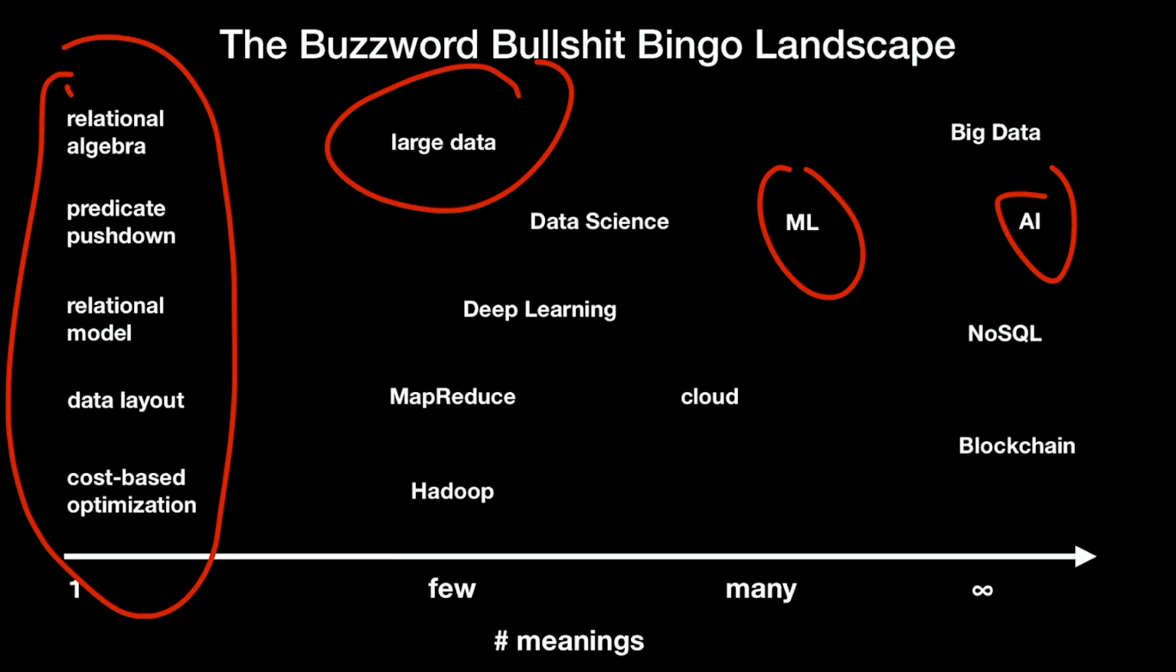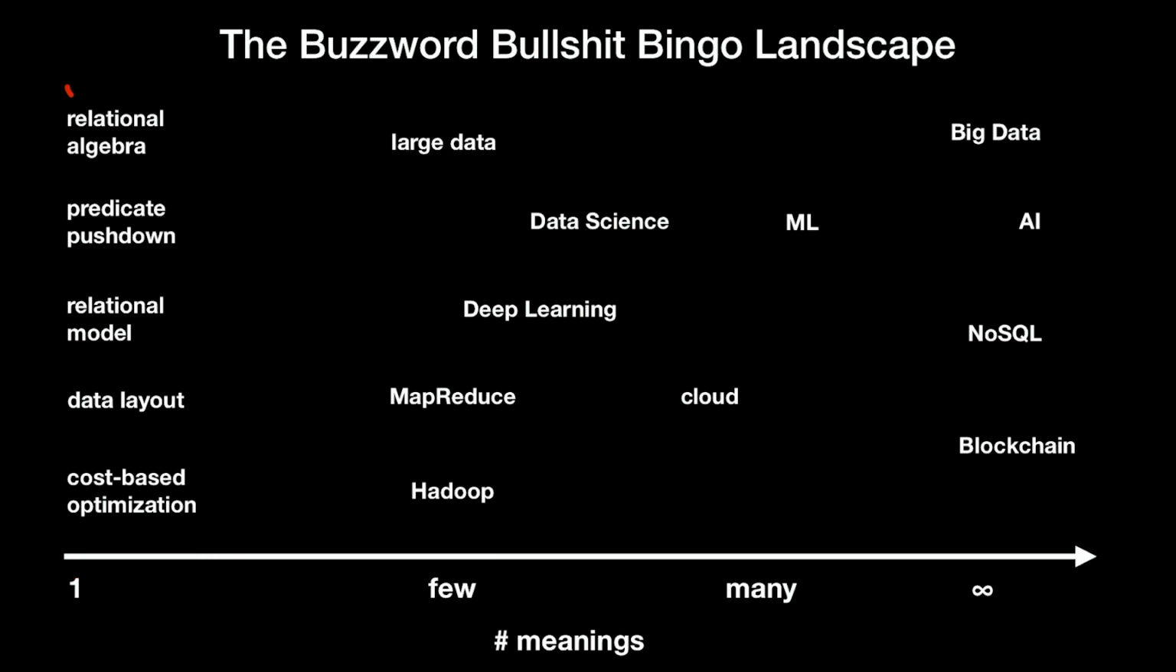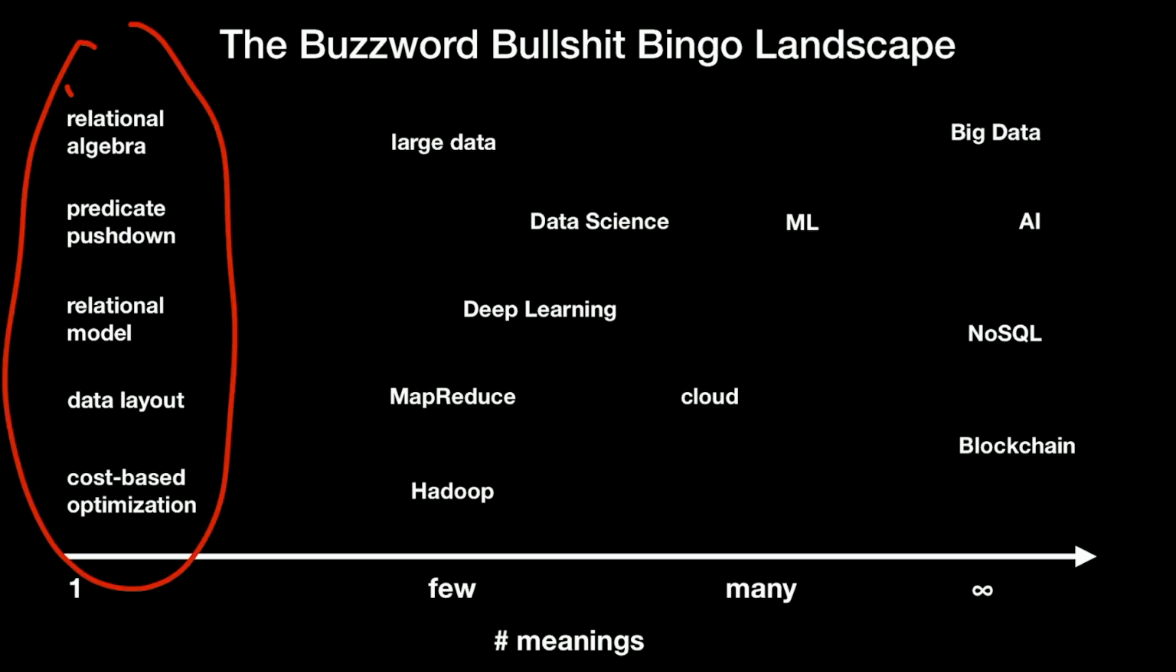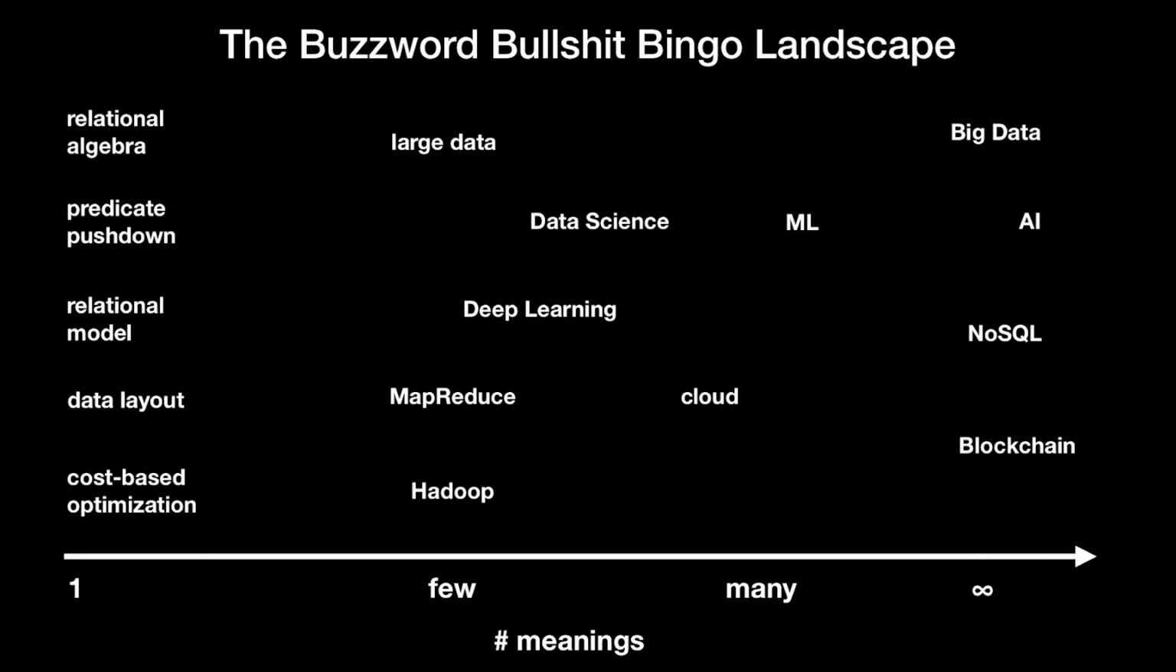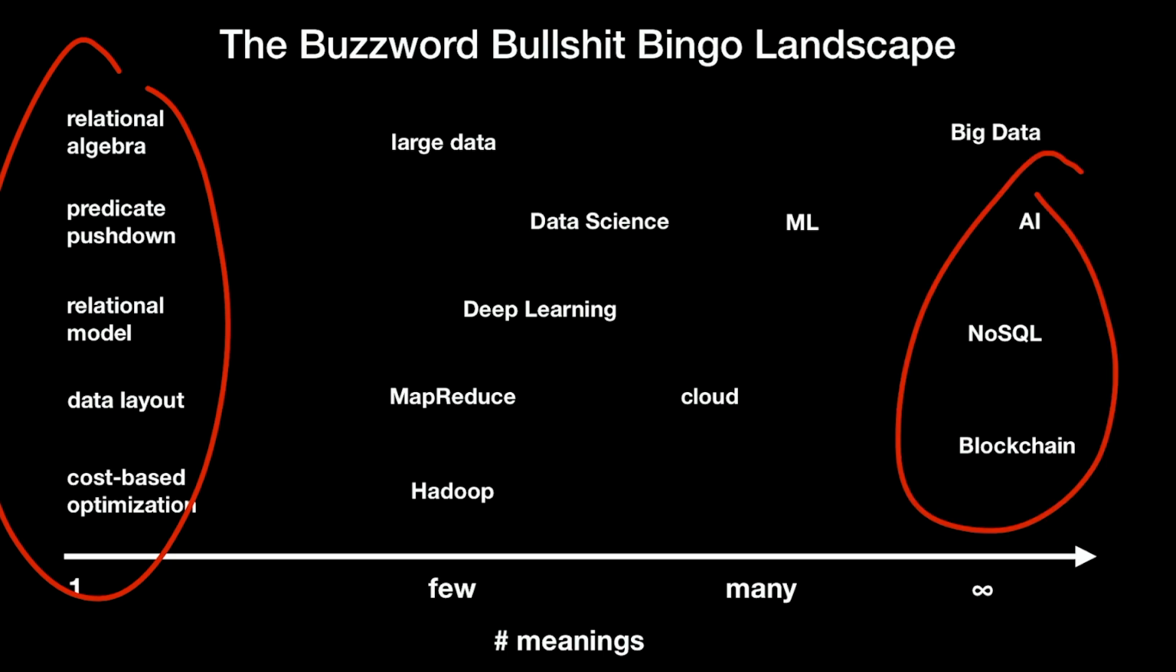So my recommendation is, if you work in an engineering team on research, you should only use terms on the left, terms that are well defined. If you want to get venture capital funding for your company, you must use the terms on the right. That's very important, because with that you will get the funding. If you go to a venture capitalist and say, I want to do this fancy predicate push down on the relational model, combining data layouts with cost-based optimization, good luck with that one. But if you say, I have this new fancy AI blockchain NoSQL method operating on big data, where do I sign? That's how the world works.